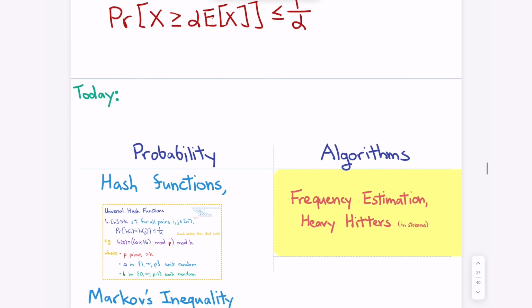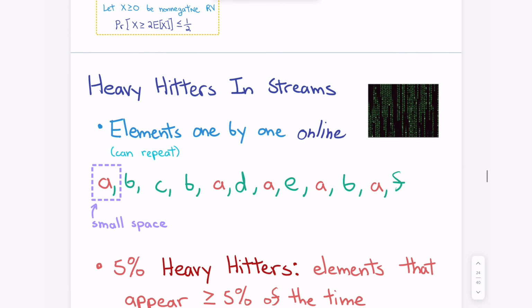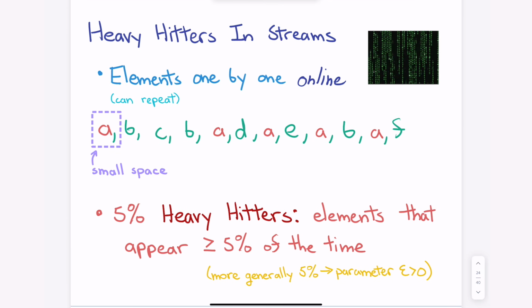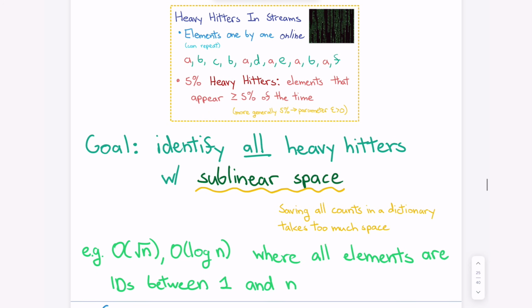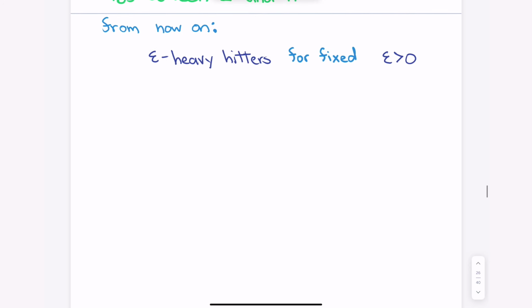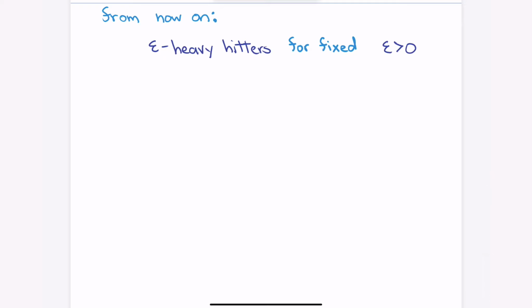Okay, good. All right, let's go back to our fun problem. Heavy hitters: trying to find everything that appears at least 5% of the time in the stream. We want to do it in sublinear space. And instead of 5%, I'm going to use some value epsilon. So epsilon is like 0.05 for 5%.